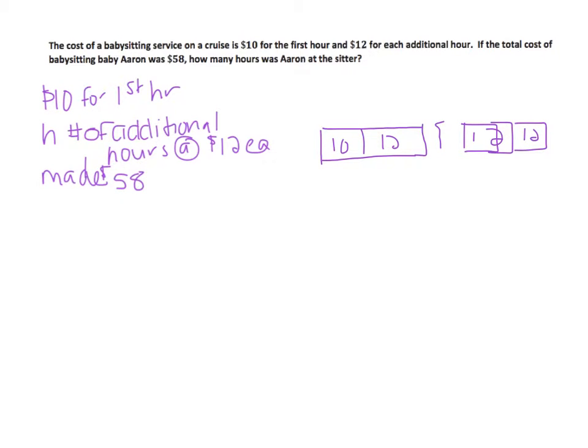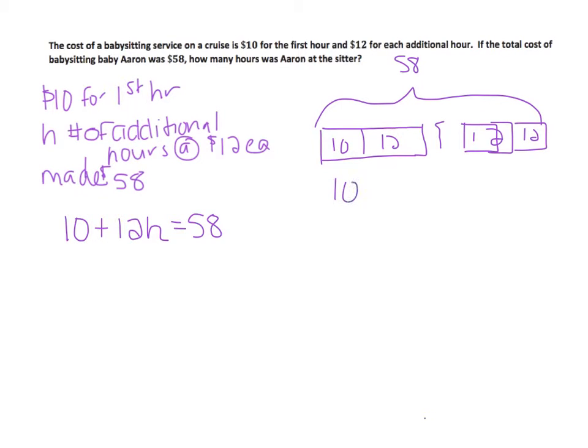So what that looks like algebraically is we know he started with $10 and then he added to that $12 for every extra hour for a total of 58. So you could solve this problem just by guessing and checking. If we just had 10 plus the 3 extra hours that I've already shown, 3 times 12 is 36. So 10 plus 36 is 46. That is not enough. We needed to get to 58.